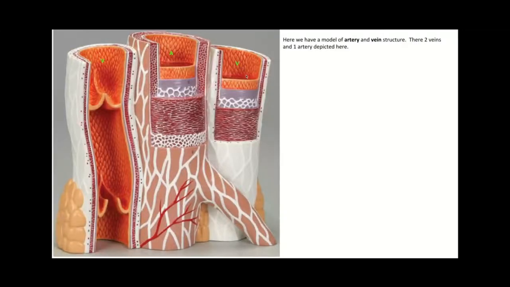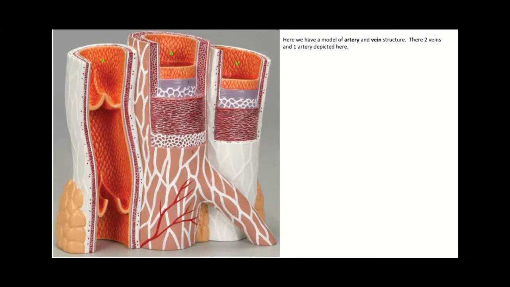In this part, I want to talk about the structure of the blood vessels. In this picture, in this model, you can see the model of artery in the middle, and we have two veins on both sides. I want to talk about the structure of the wall of the arteries.